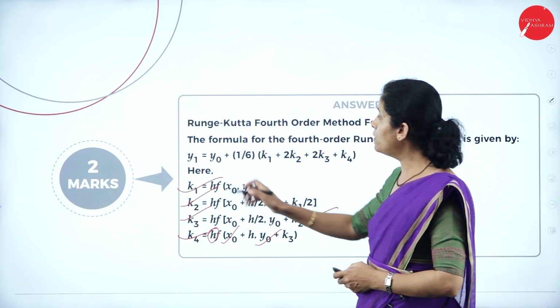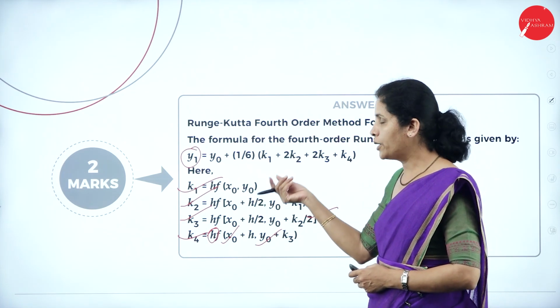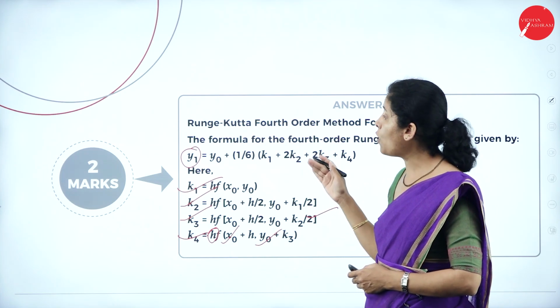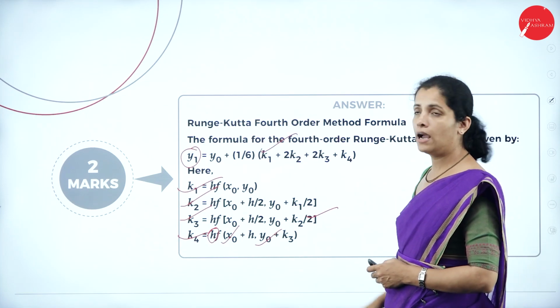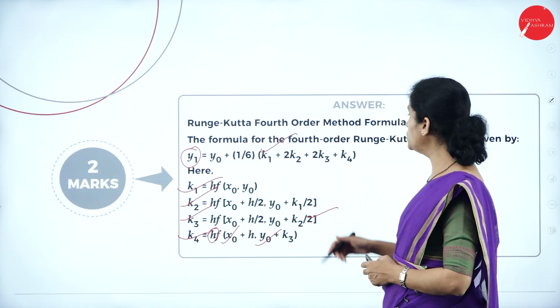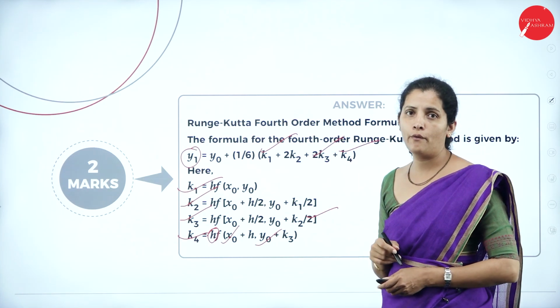Therefore, I can find y1 with respect to y0 plus 1 by 6. So, it is fourth order. So, 1 by 6 of k1 plus 2k2 plus 2k3 plus k4.